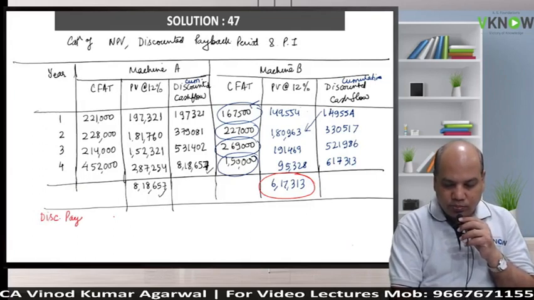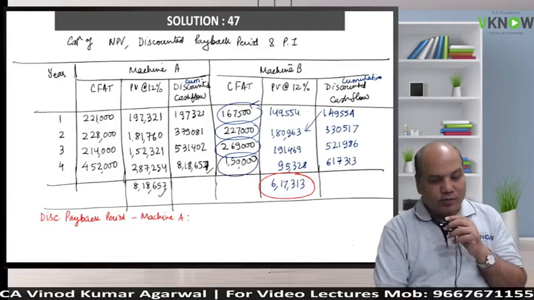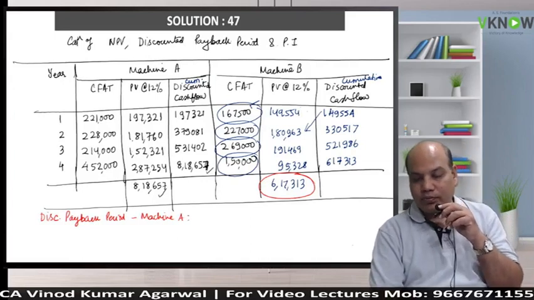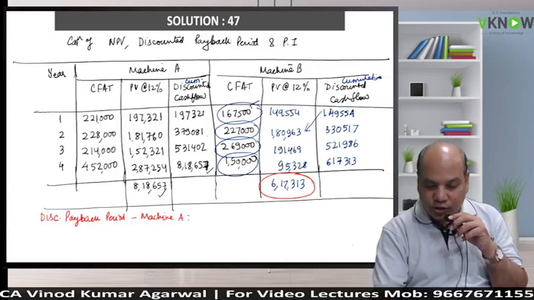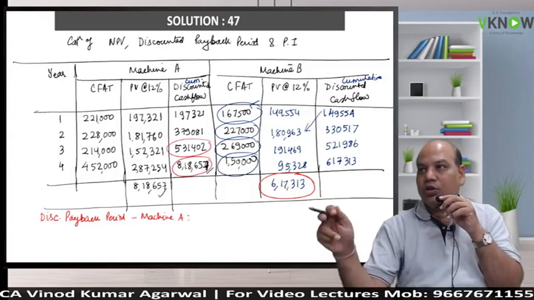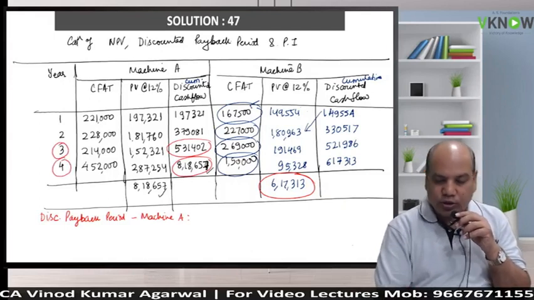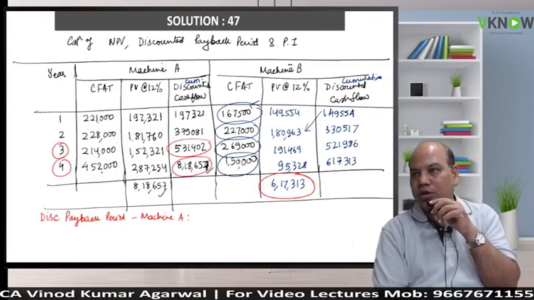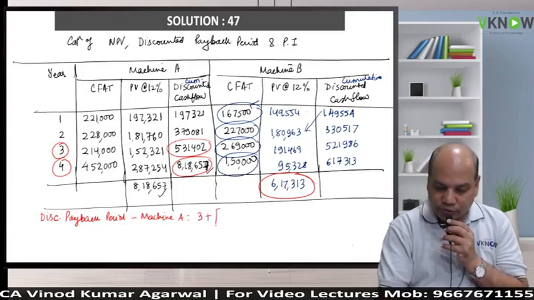Discounted payback period, initial investment, machine A. Now we have invested how much? 8 lakh rupees. Go to this cumulative discounted cash flow column. You have to find in which year you have recovered 8 lakh. So it is recovered between year 3 and 4. More than 3, less than 4. Yes or no?